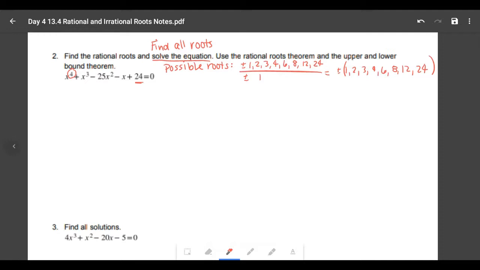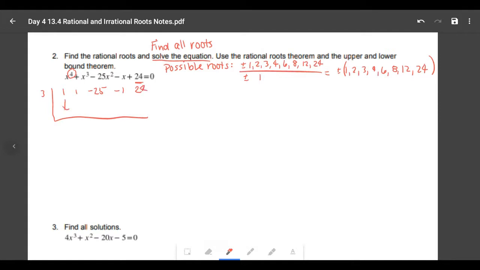They could be positive and negative. So really there's 16 choices to choose from. I'm not going to do synthetic division 16 times, so let's just try one. All right, let's say I try 3. We'll talk later about how to narrow down a little bit instead of just blindly picking.